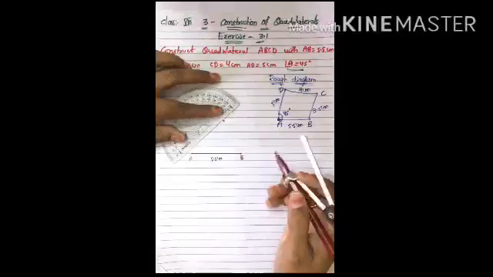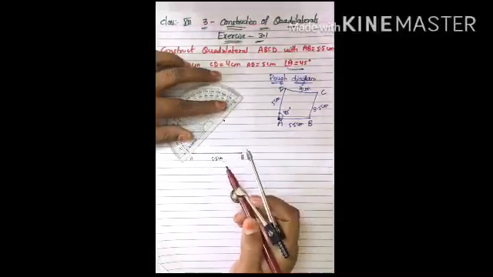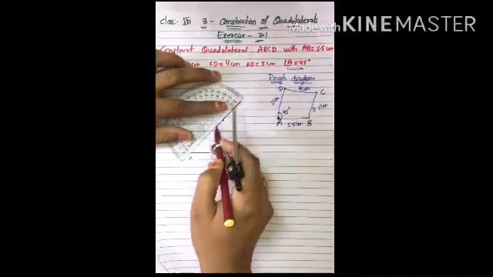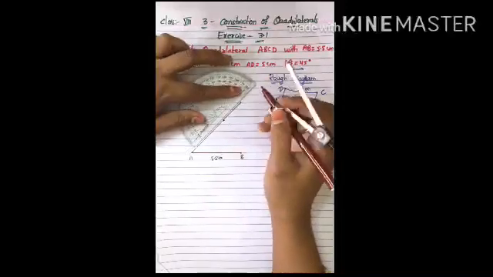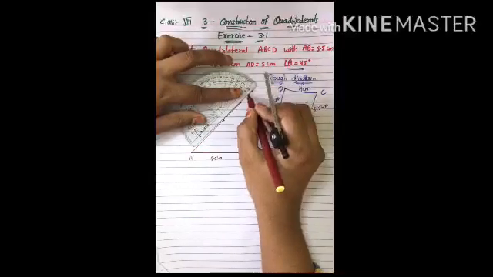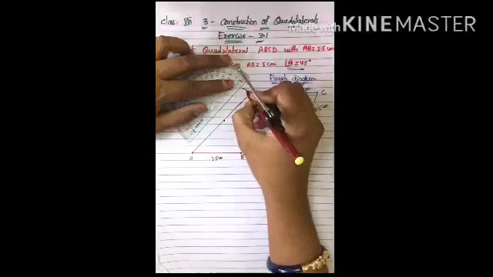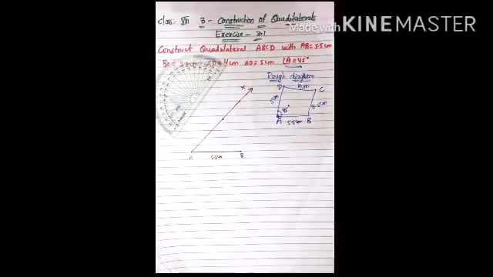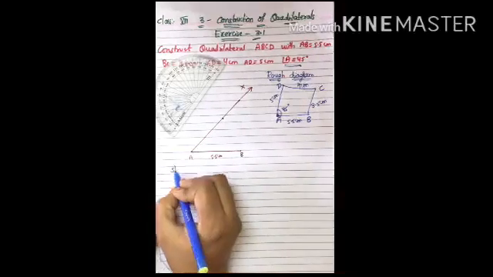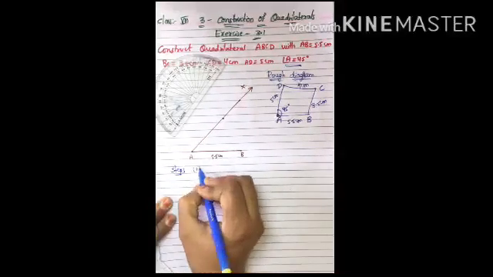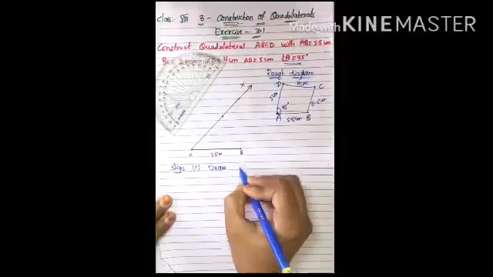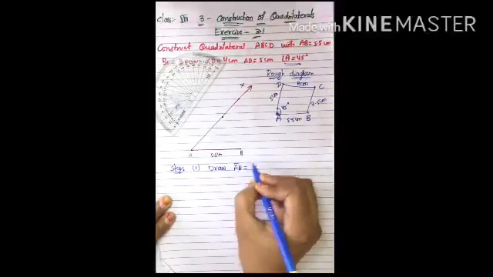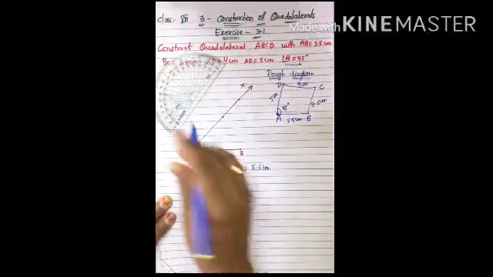Now join this point. You can draw as big as you wish because this is a ray, so you mark just X. Now I am going to explain with the steps first, children, so that you will not get confused. Step 1: first you draw line segment AB as 5.5 centimeters.